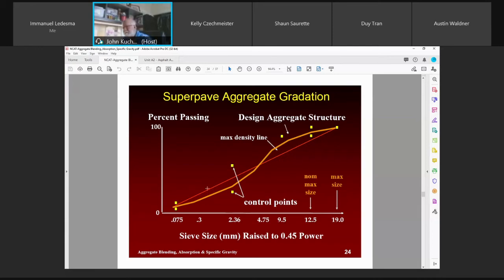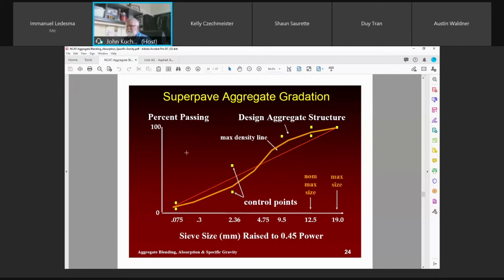And there are a few other physical properties that you look at when you're designing. However, it's still based on air void analysis. You still need your VMAs, you still need your air voids, you still need your asphalt cement, okay?